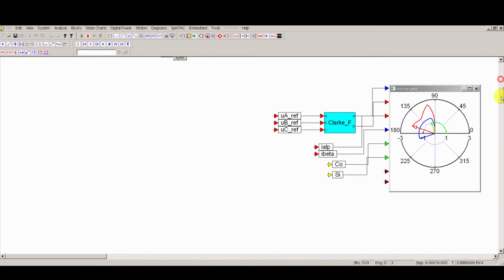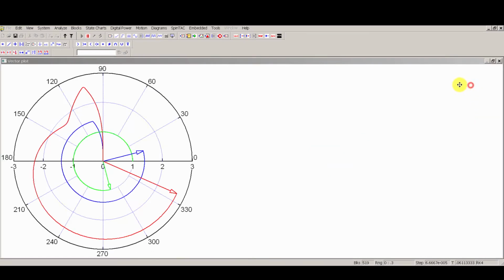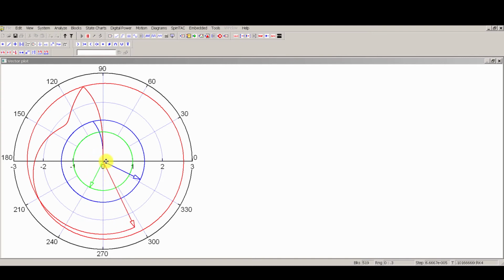So now we have a rotating vector, and look carefully. Now is the d-axis here, and the voltage vector is now at 90 degrees to the d-axis, right?